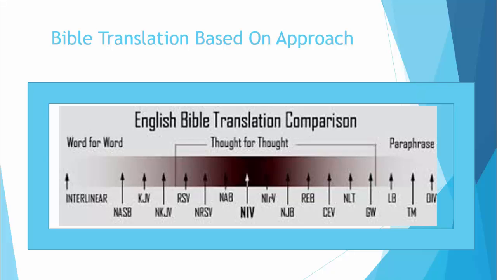The middle one is the thought for thought, which includes prominent Bible versions like New International Version, the New International Revised Version, as well as several Bible versions. On the far side is the paraphrase approach, in which we have Bibles like the Living Bible and then the Message, as well as recent Bible versions like the Voice.